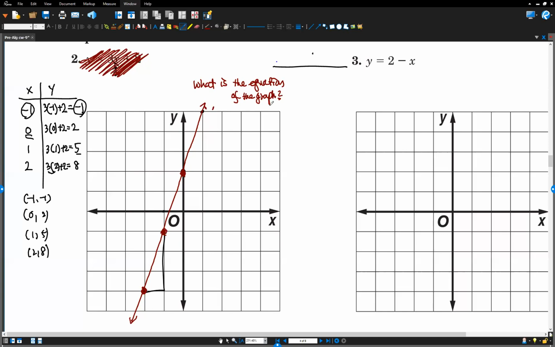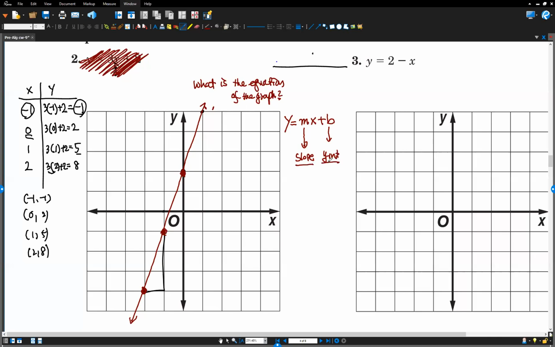How do we find the equation over here? We need only two things: slope and y-intercept. Every straight line can be expressed this way: y equals m times x plus b. This is the slope, and this is the y-intercept. That's enough.